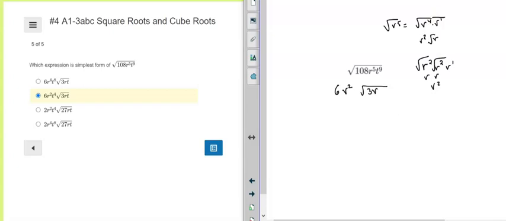Same thing here, I can take out 8. So 8 divided by 2 is 4. So this would be t to the 4th power, and then I have 1 t left, and that's how I got this answer. All right, guys, thank you. So that concludes all of the expressions and operations category on the Algebra 1 SOL.